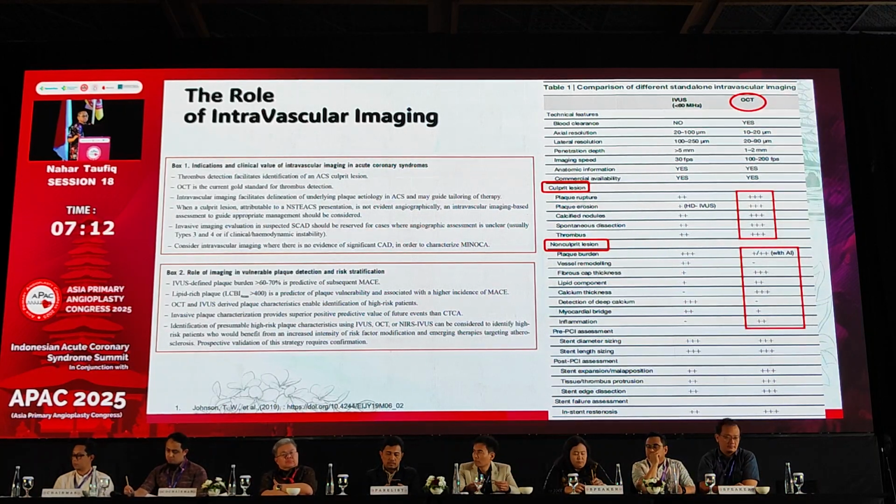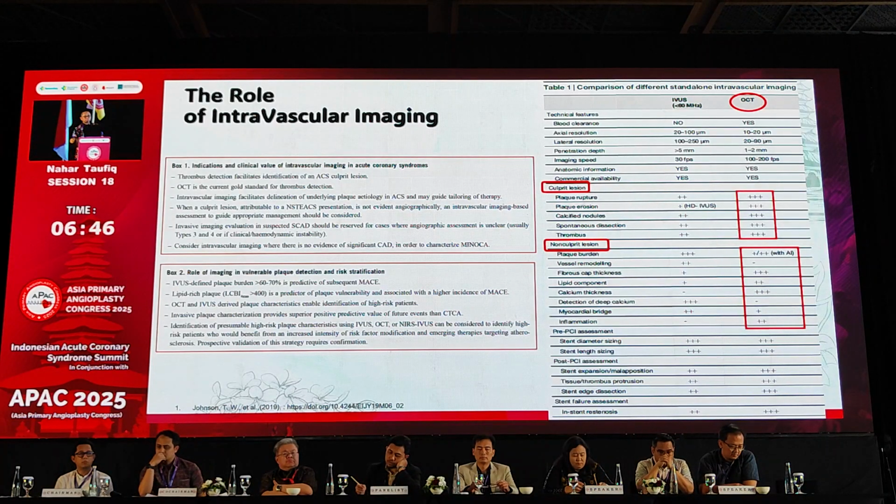And we have two modalities to evaluate by intravascular imaging, IVUS or OCT. But to identify the culprit or non-culprit in the ACS, based on this table, the choice is the OCT modality, because we can identify plaque rupture, plaque erosion, thrombus, or spontaneous dissection.